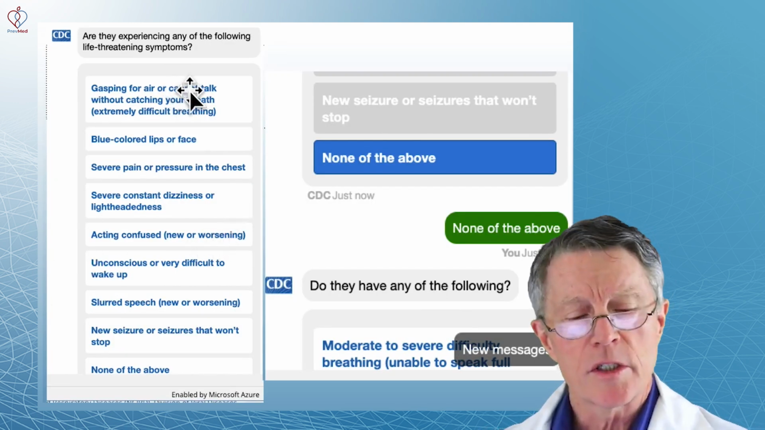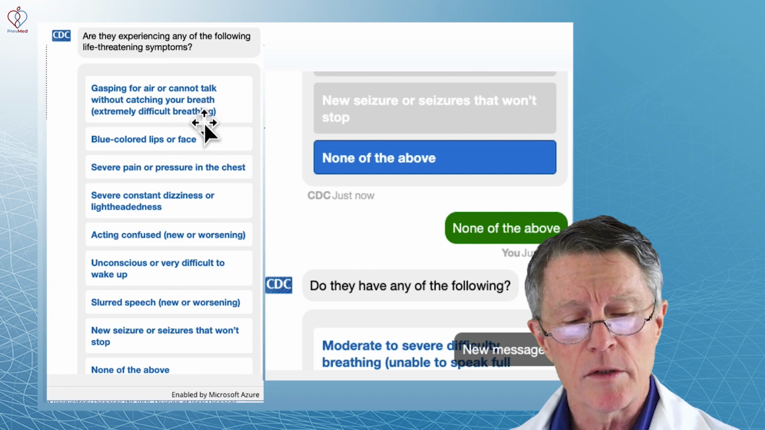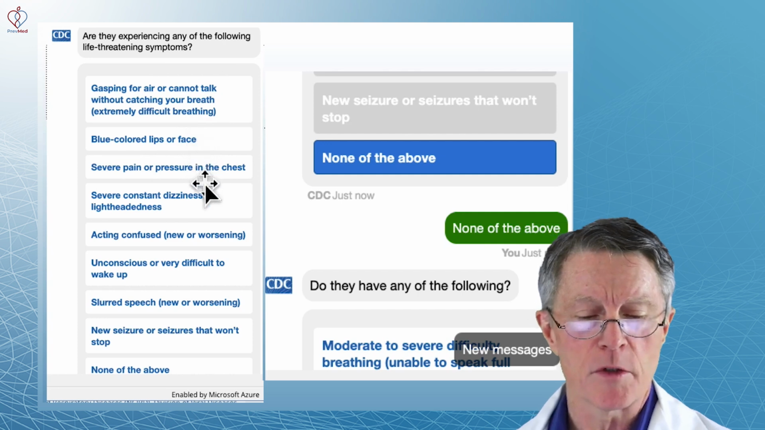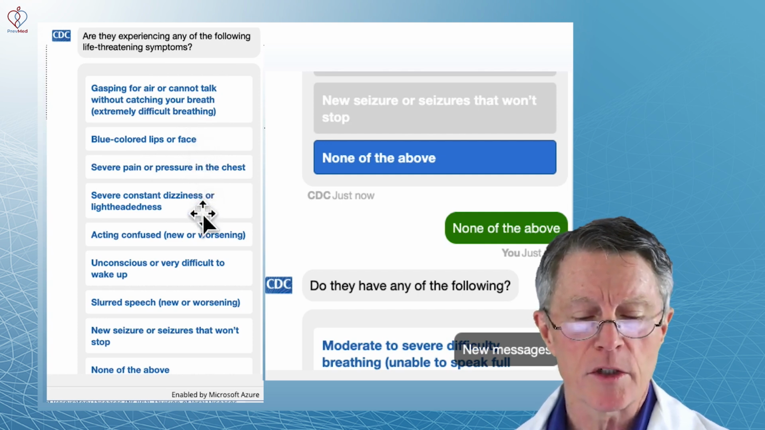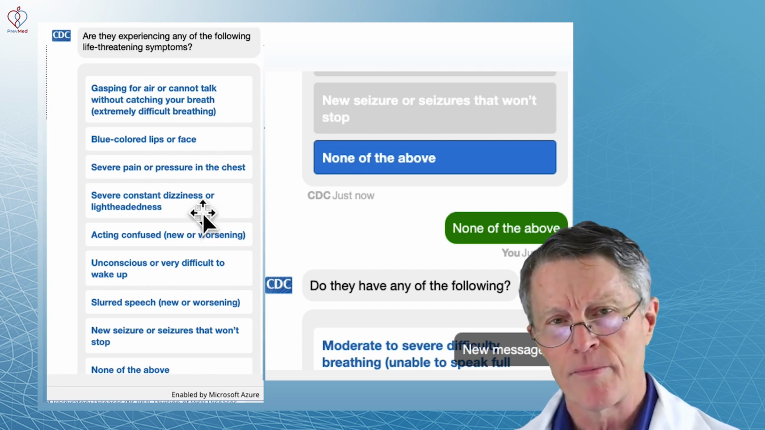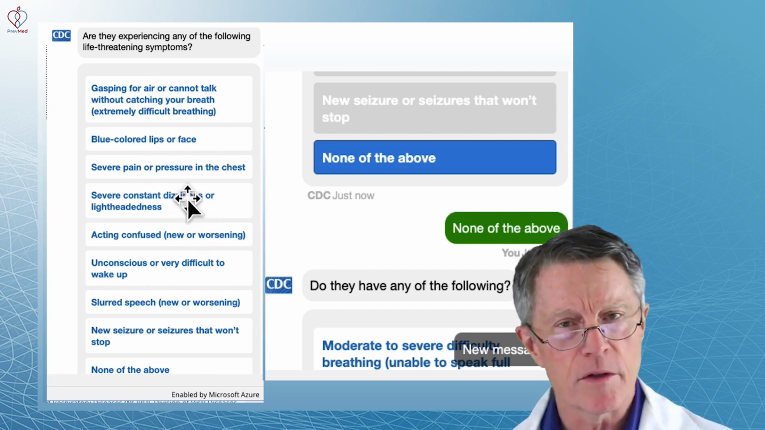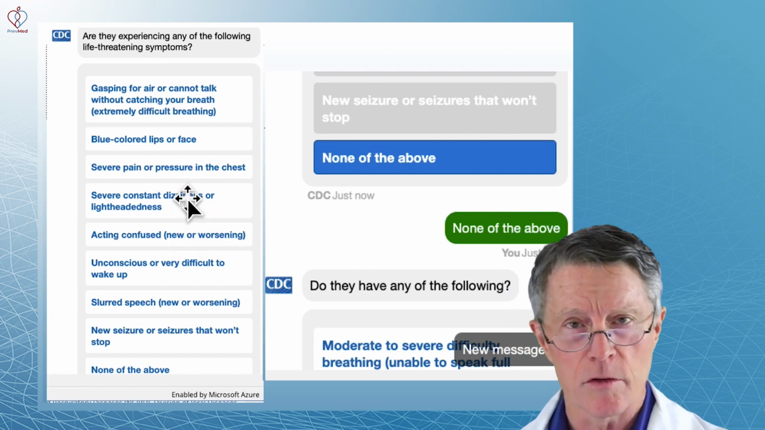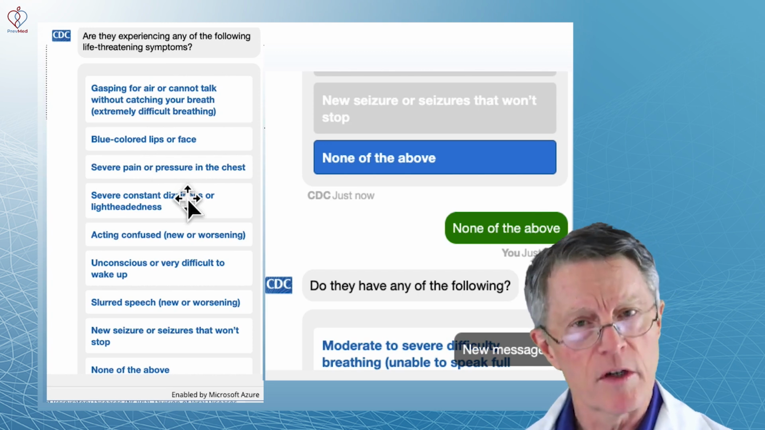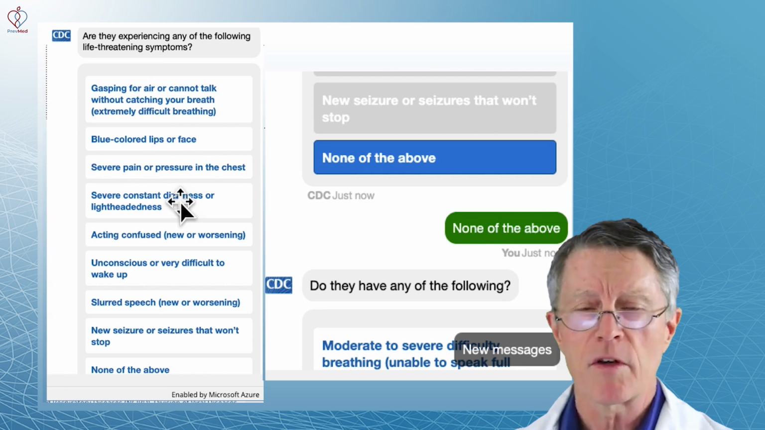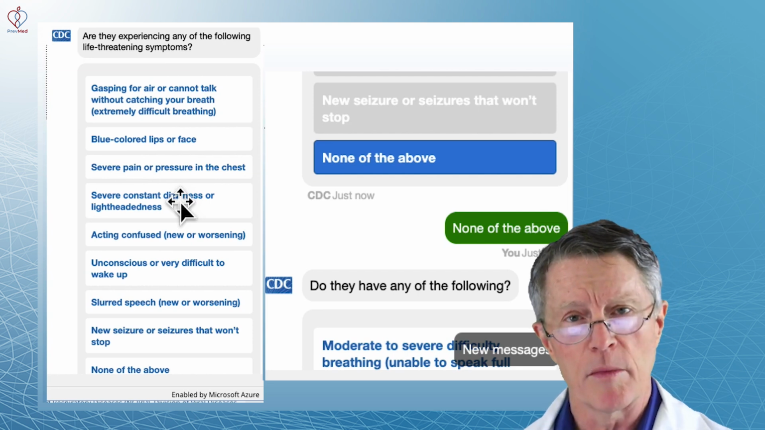Then the next question is, are they experiencing any of these life-threatening symptoms? Gasping for air, cannot talk without catching their breath, blue-colored lips or face, severe pain or pressure in the chest, severe or constant dizziness and lightheadedness. So these may sound familiar. Those were some of the symptoms that we mentioned way back in the section on testing, which said, look, don't worry about testing if you have these symptoms. Go seek medical care.